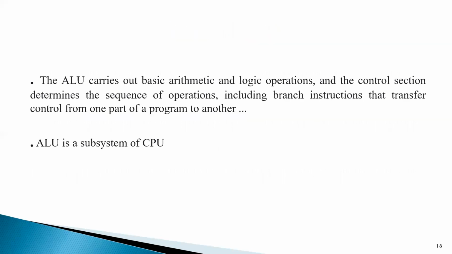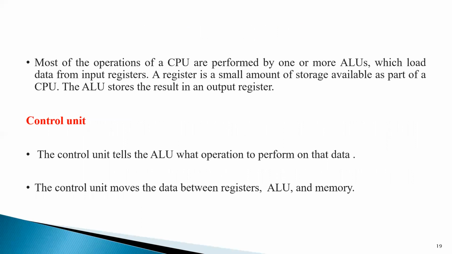The ALU carries out basic arithmetic and logical operations, and the control section determines the sequence of operations, including branch instructions that transfer control from one part of a program to another part of the program. ALU is a subsystem of the central processing unit. Most of the operations of a CPU are performed by one or more ALUs, which load data from input registers. What is a register? A register is a small amount of storage available as a part of the CPU. The ALU stores the result in an output register.